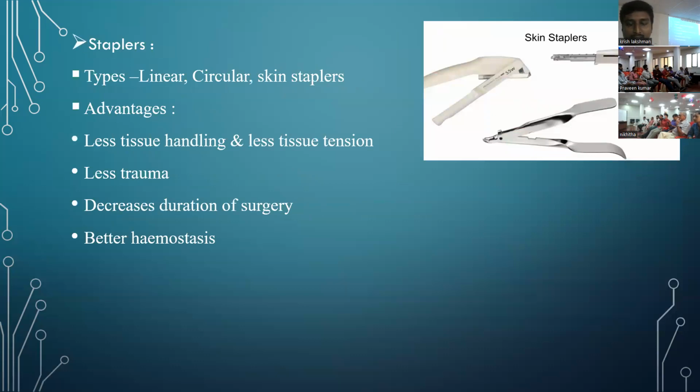And staplers, the advantage of the staplers is there is less tissue handling and less tissue tension. There is less trauma and it decreases the duration of surgery and it has better hemostasis. I don't accept any of this. I think he's made a mistake. This is a bowel anastomosis paper. It's not the right paper, because yesterday he sent it, I told him to take out the bowel anastomosis image of the bowel anastomosis paper. But the rest of the contents are linear, circular staplers. The only point is the third point, advantage: decreased duration of surgery, because you can just go on keeping them fast. That's all.